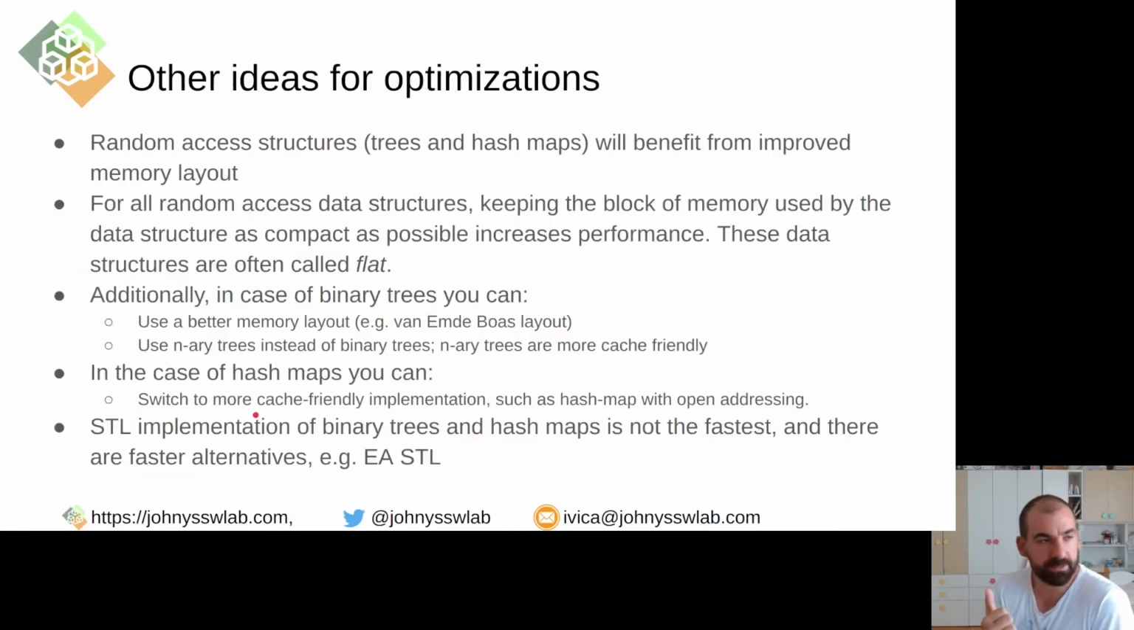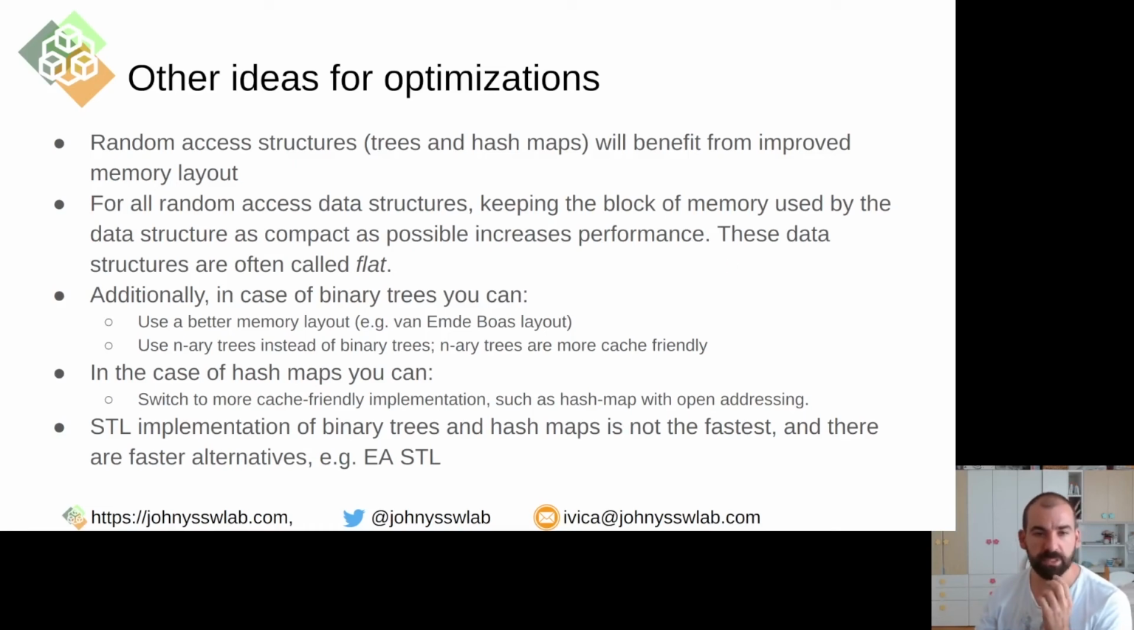We talked about array of pointers, we talked about class sizes. What are some other ideas for optimization? So if you have random access structures, trees and hash maps, they will definitely benefit from improved memory layout. First thing you should know, for all random access data structures, if you keep the block of memory used by the data structure as compact as possible, this increases performance, as you have seen for linked lists. These kind of data structures are called flat data structures. You can look it up on Google.